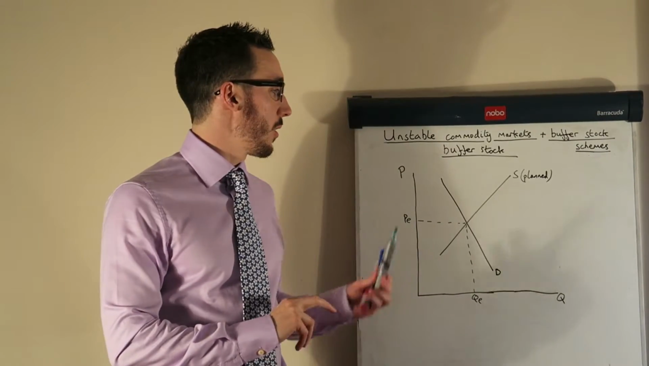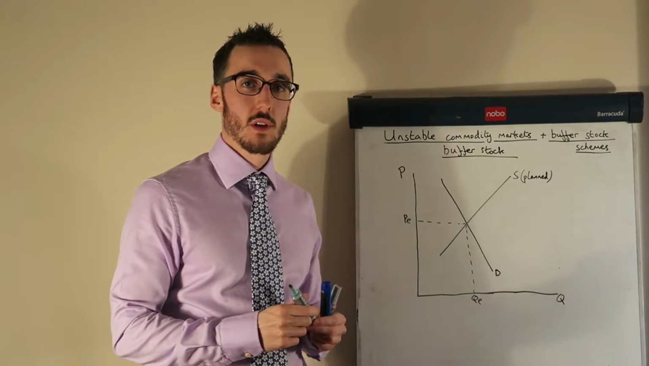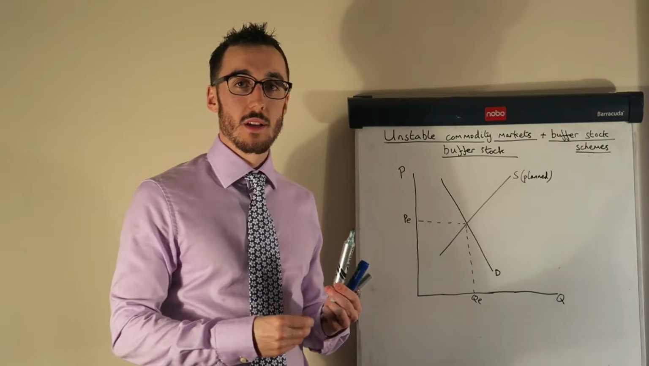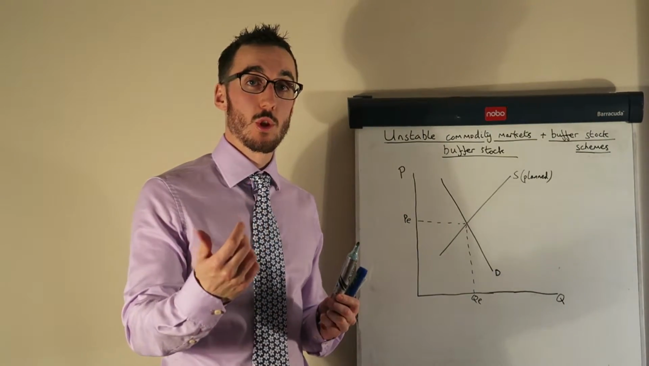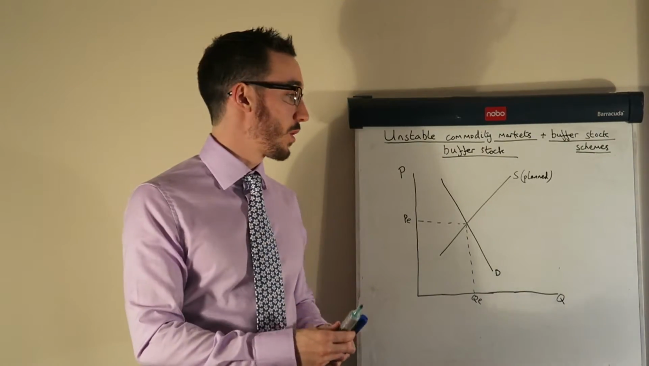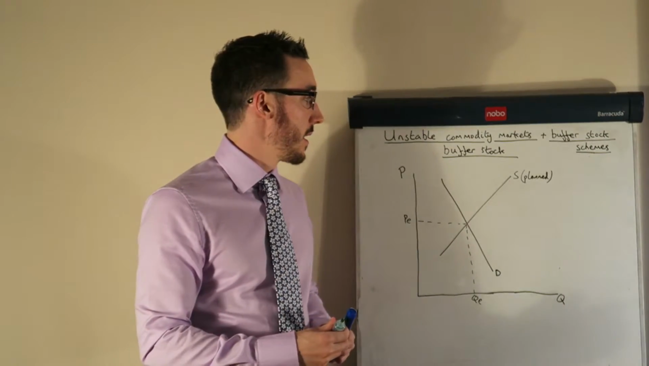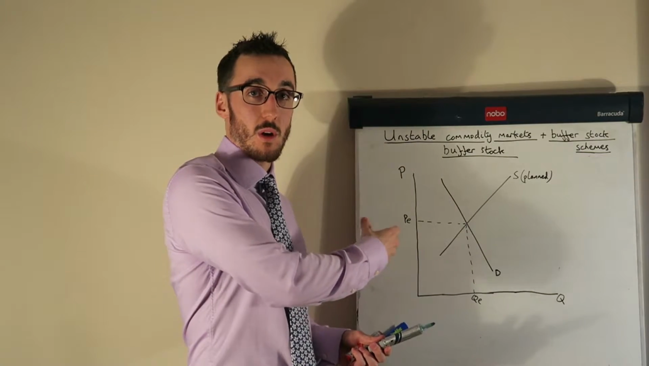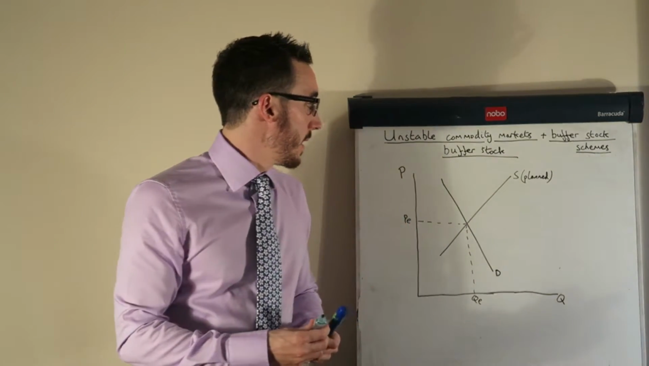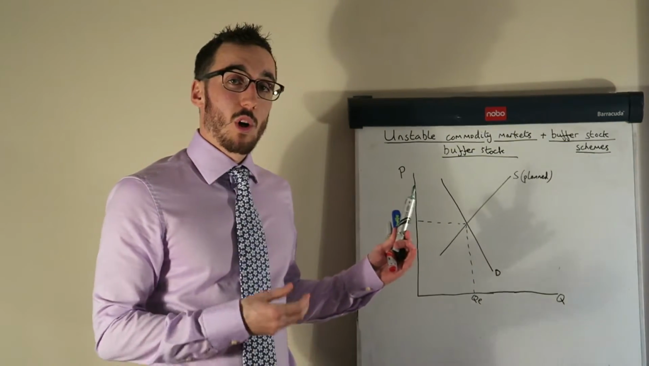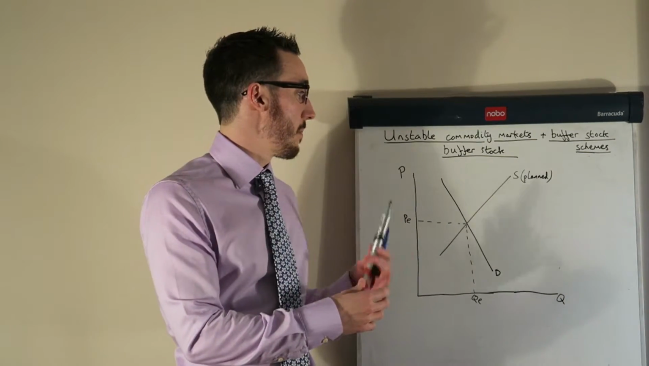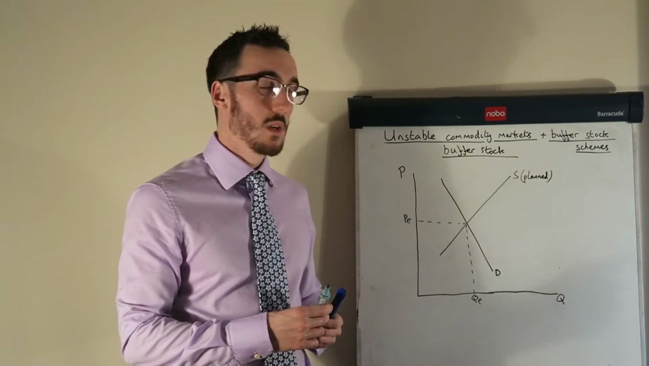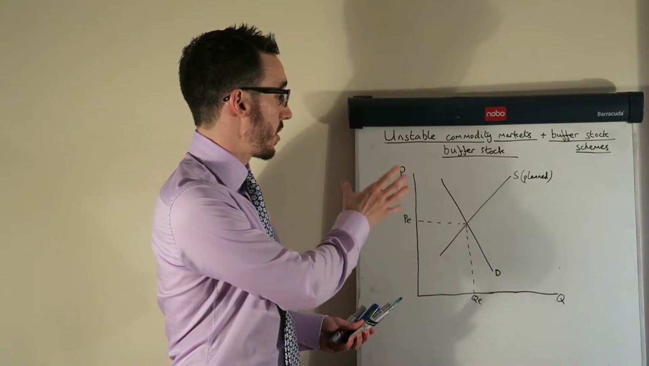So we have seen on the previous few graphs why commodity markets, unstable commodity markets, cause a problem for both consumers and producers, and therefore cause a market failure. And that is why we study this when we're looking at market failures. So now we need to look at what governments can do to step in to reduce these market failures.